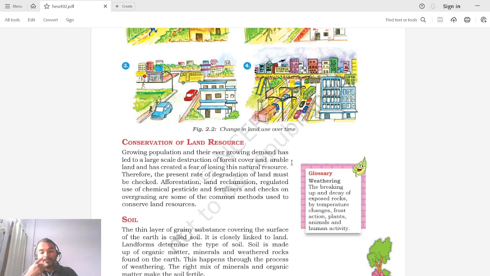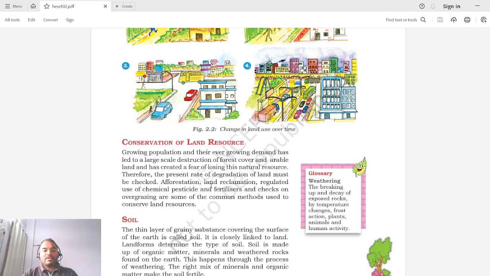Also the animals that initially lived in the forest don't have shelter since we are cutting down the forest. So these animals will start entering the living areas where human beings have built their houses. Therefore the present rate of degradation of plants must be checked. What should be done? Government should take action on plant cutting. No one should be allowed to cut a plant, and if a plant is cut, a new plant should be planted, right?